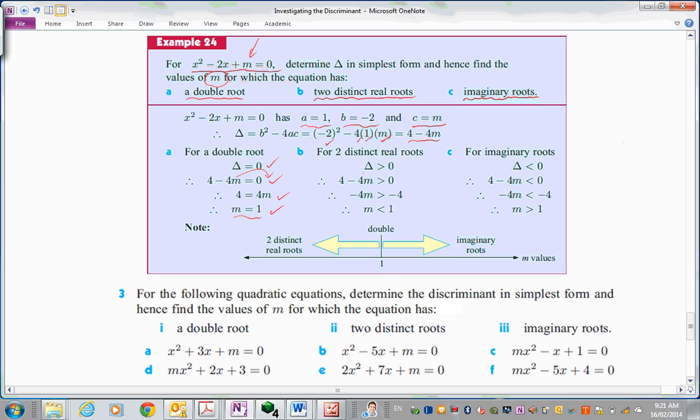Okay, two distinct real roots, the discriminant is greater than 0. So 4 take 4m must be greater than 0. Now you could do it this way, -4m, subtract 4 from both sides, then dividing an inequality by a negative, it reverses. Do you remember that? I might explain that to you in a minute. Or you could make it easier on yourself and, as they did over here, add 4m to both sides. So it becomes positive, then dividing by 4 gives you m is less than 1, reading this way. The same as this, but you're reading the opposite way.